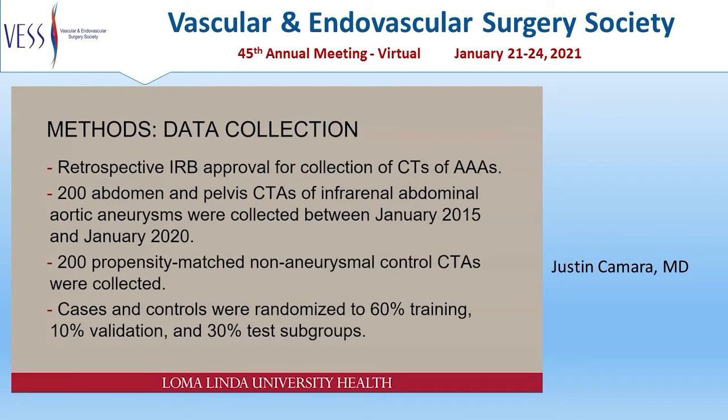We obtained retrospective IRB approval for collection of CTs of abdominal aortic aneurysms. We collected 200 abdomen and pelvis CT angiograms of infrarenal abdominal aortic aneurysms between 2015 and 2020. We matched these to 200 propensity-matched non-aneurysmal control CT angiograms, and then we divided these into 60% training, 10% validation, and 30% test subgroups.